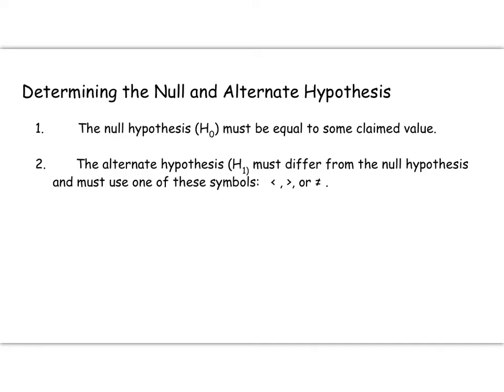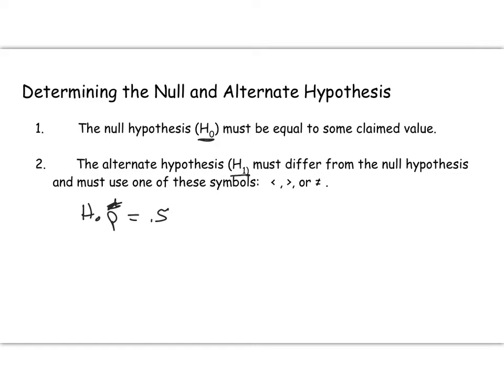So we have to have two competing theories, and our claimed value is called the null hypothesis, and it has this symbol as shorthand because we don't want to write out null hypothesis all of the time. And our null hypothesis, H sub 0, has to be equal to some value. Okay, so if it's a proportion, it'd be p equals, no, not p hat, it'd be p equals some proportion. I'm going to make up 50% just to give you an example.